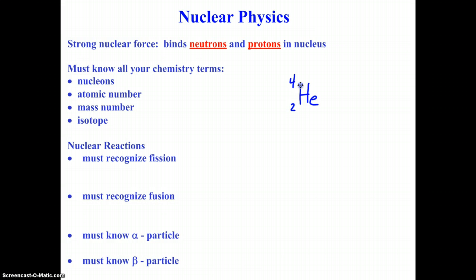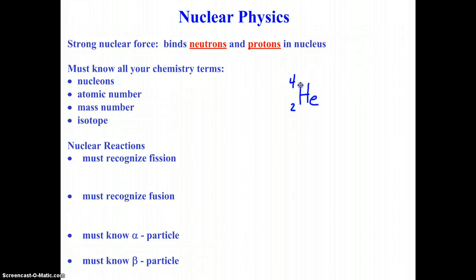Okay? So our first term, nucleons. Nucleons is any particle in the nucleus. So nucleons is the combination of both protons and neutrons that exist in the nucleus. And what we see by looking at the helium nucleus is that there would be 4 nucleons. That's what the mass number tells us, the number of protons and neutrons in the nucleus. So 4 would be the number of nucleons in the helium nucleus.